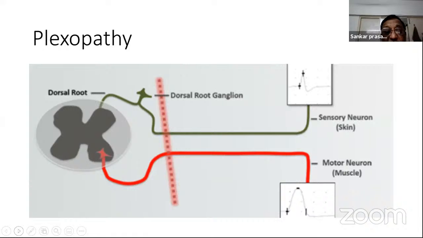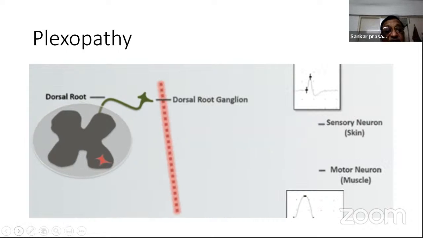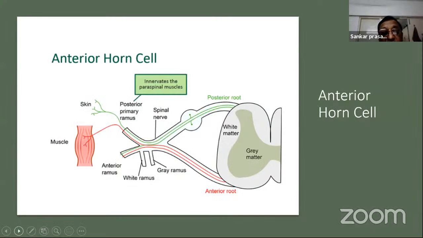The plexopathy is distal, postganglionic. So SNAPs are always abnormal, though it is shown here, but usually the SNAPs are absent here. That's how you pick up plexopathies, and the CMAPs may be affected or may not be affected. SNAPs are very important for us in this case. The anterior horn cells, here also paraspinal muscles are involved, and see here, in anterior horn cell disease your SNAPs are always normal.